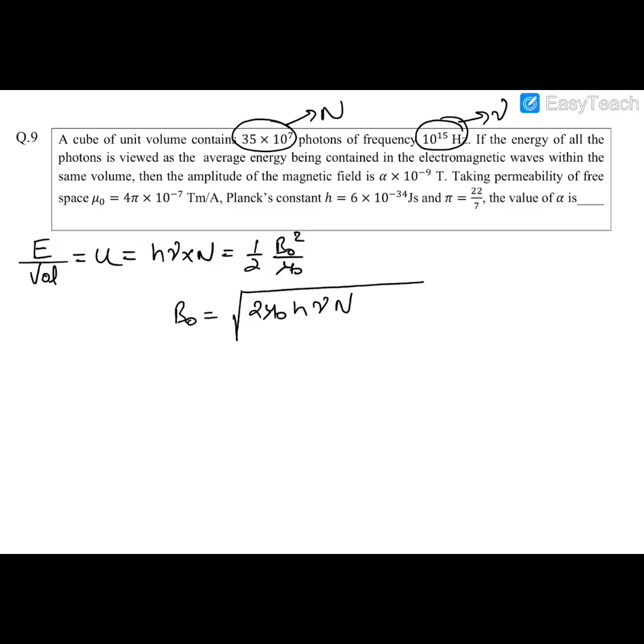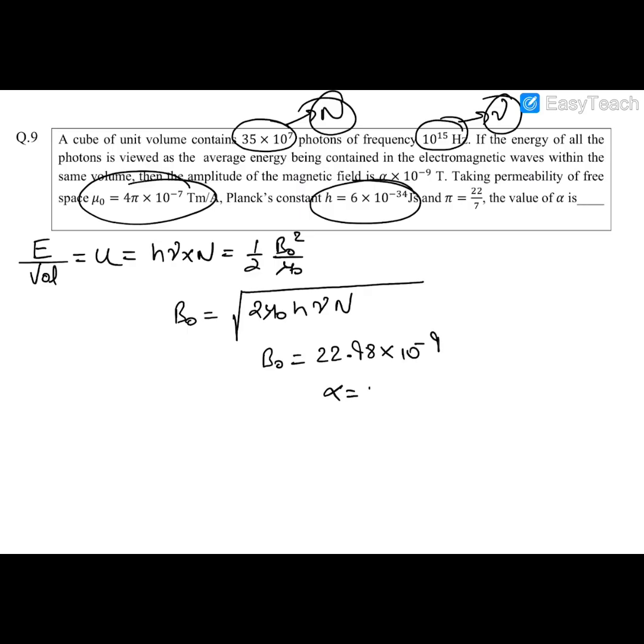and n is this, nu is this, h is this, and the value of mu naught is this. So we can substitute all these values, and B naught will be equal to 22.98 into 10 raised to power minus 9. So alpha will be equal to 22.98. This will be the correct answer. Okay, now we move on to the next question.